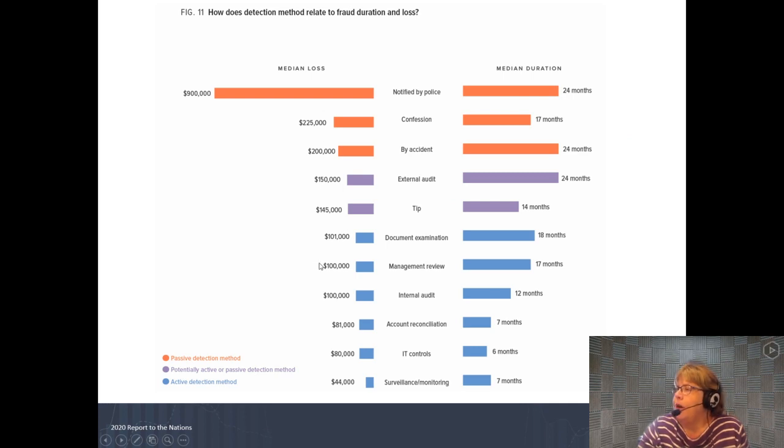And note that the first three there are considered what we call passive detection methods. So notified by police, confession, and by accident are more passive, versus the active detective methods, audit, controls, management review. I shouldn't say the least effective. They catch the smaller crimes, the shorter duration, and the lower dollar amount than the more passive ones. And that kind of makes sense. If you have good controls and good audit, you're going to catch it faster, thus lower dollar amounts.